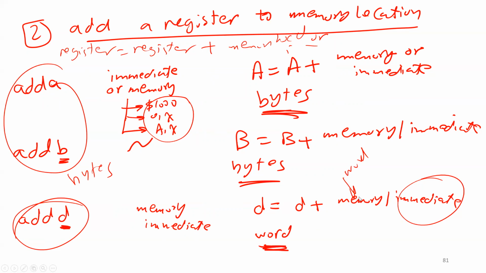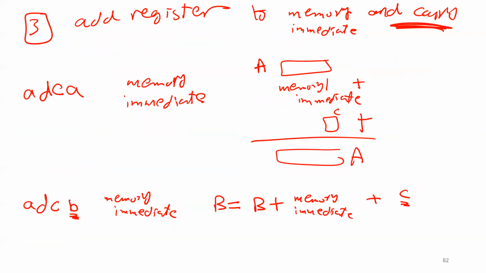You are going to add to it a memory or immediate value. So this memory is a word. So here you can see I can add byte to byte or word to word. The last 2 instructions we have are similar: add A but with carry. So A plus memory location or immediate value plus carry. Add with carry for B.